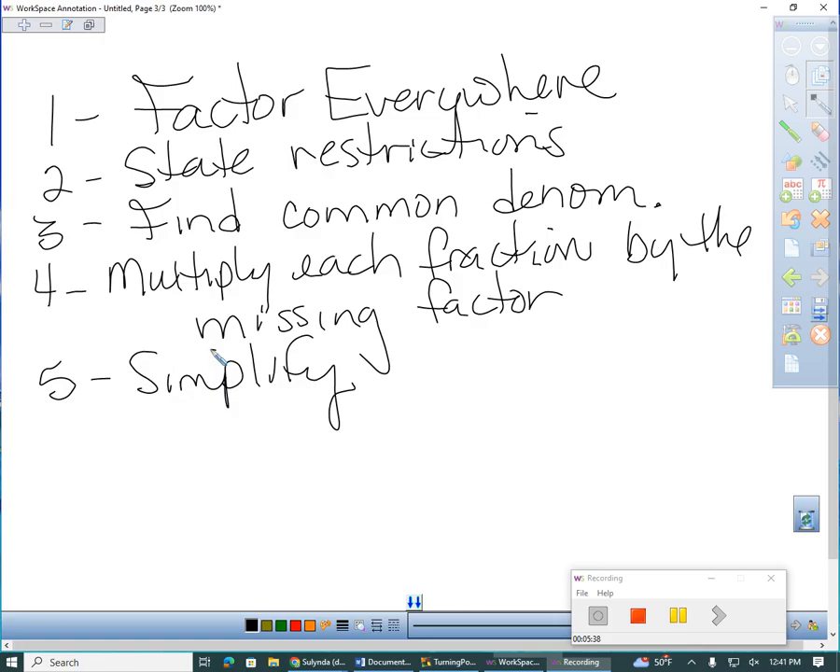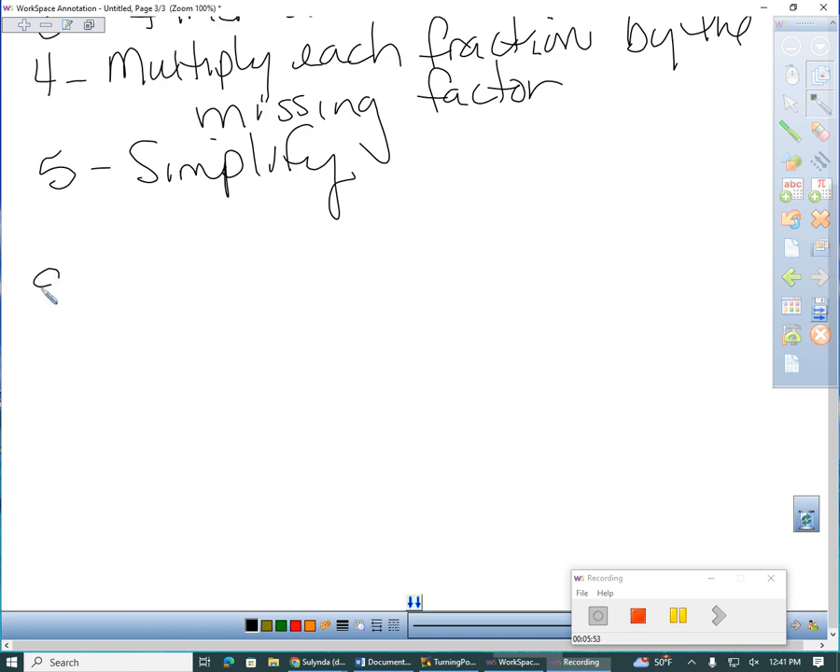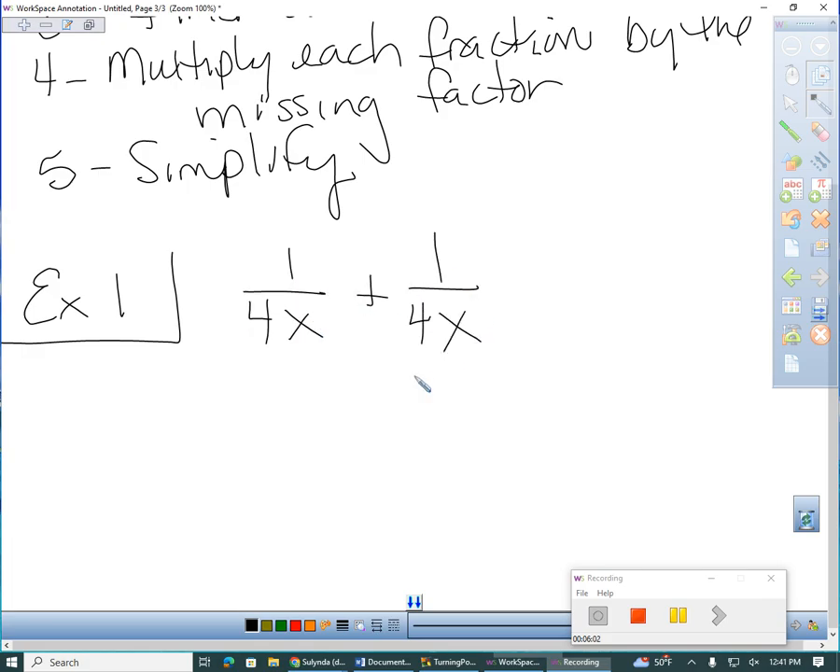All right, so we're going to start off super, super easy. Super easy. Here we go. Example number 1. Let's say I have 1 over 4x plus 1 over 4x. I factored everywhere. I got to state my restriction. What can x not equal? 0. Very good. If I set that equal to 0, divide by 4, I get 0.